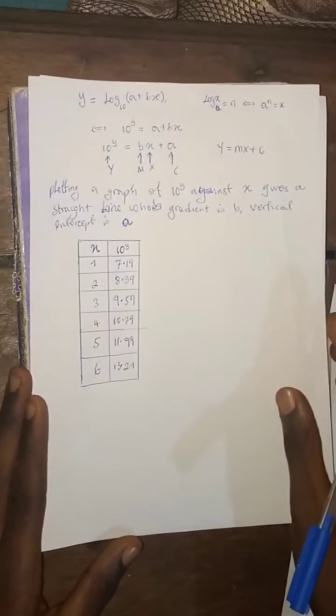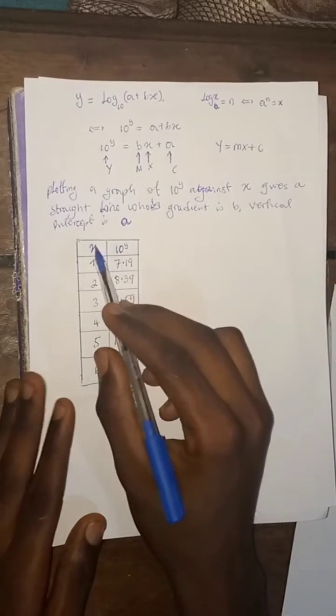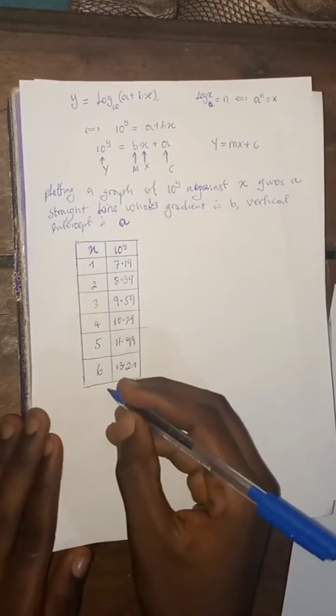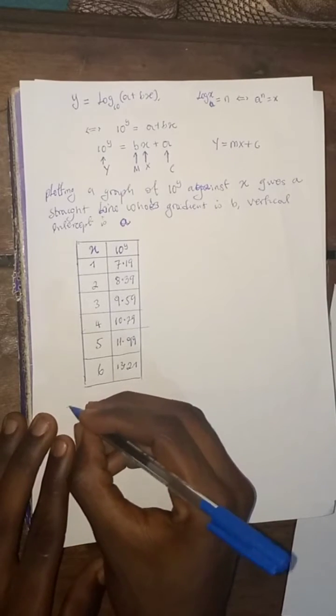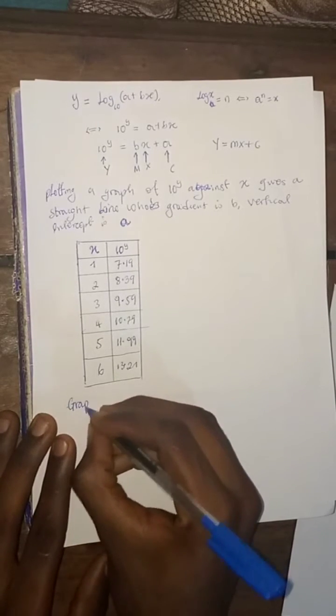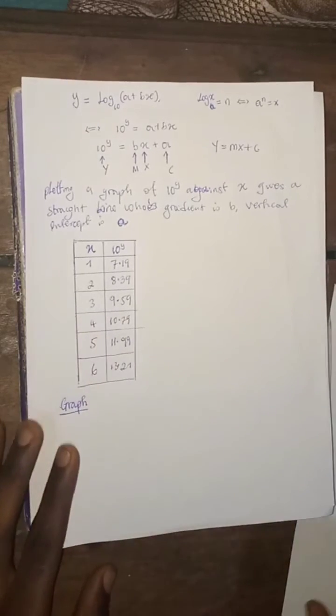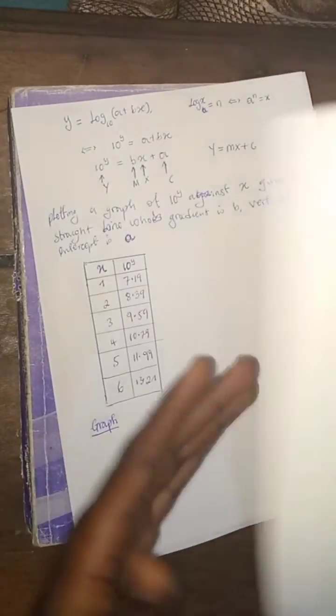Now our goal is to plot a graph of 10 to the power y against x. Let's go now to the graph, right? So let's look at the graph. The graph is plotted on a graph paper. This is my graph paper. My graph paper has 23 lines. It measures 23 centimeters by 18 centimeters.